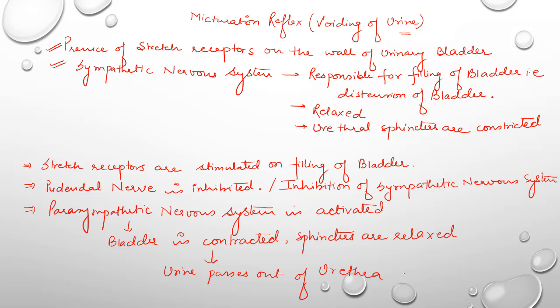So this is basically the control of voiding of urine, that is, micturition reflex. The micturition reflex is controlled both by sympathetic and parasympathetic nervous system. Please remember that both parasympathetic and sympathetic nervous systems are involved. It is not that only one system is going to control it.